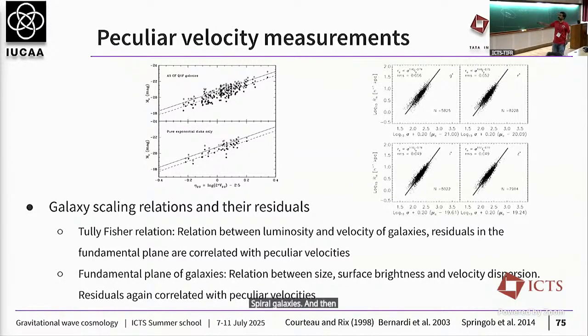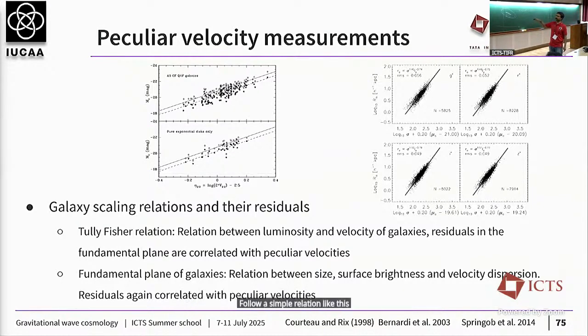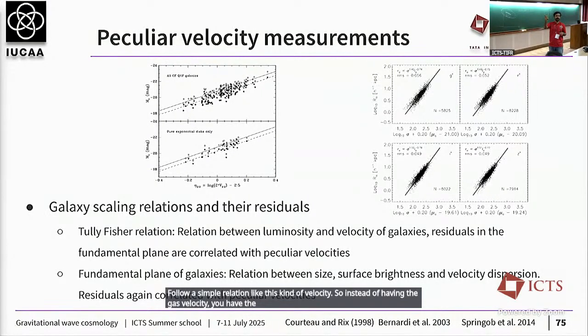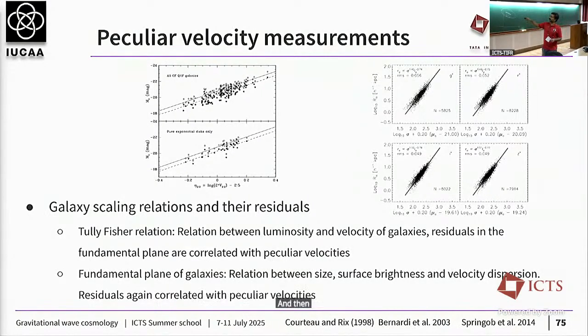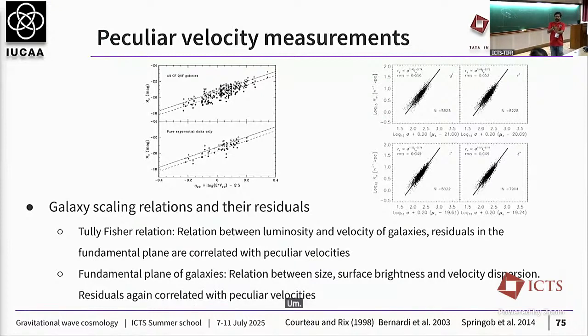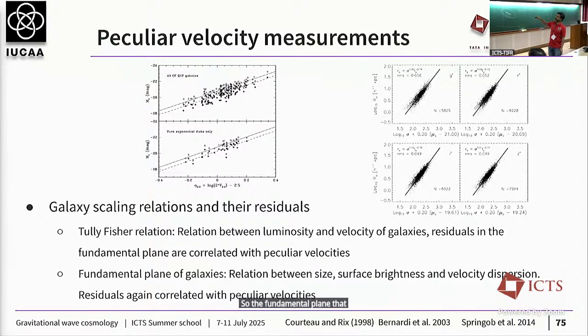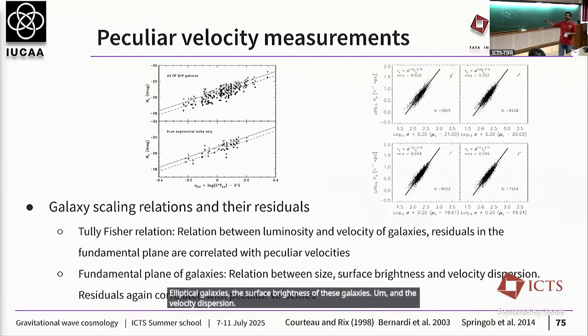And then if you look at elliptical galaxies, then they don't follow a simple relation like this kind of velocity. So instead of having the gas velocity, you have the velocity dispersion of galaxies that you can measure. And instead of an absolute magnitude, what they do is they look at the magnitude per square arc second that comes from these galaxies. So the surface brightness of these galaxies. So the fundamental plane that is talked about is a relation between the size of elliptical galaxies, the surface brightness of these galaxies, and the velocity dispersion. Okay? All of this is related to the virial theorem as well.